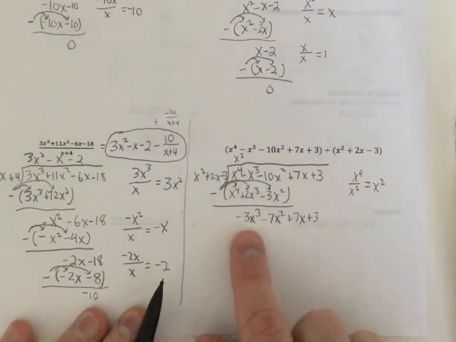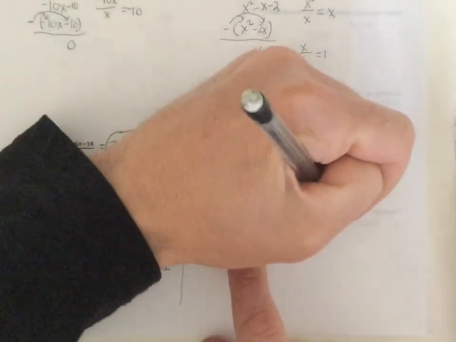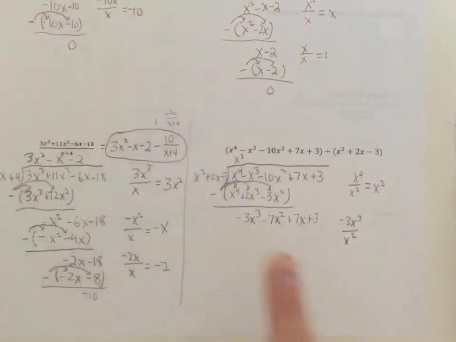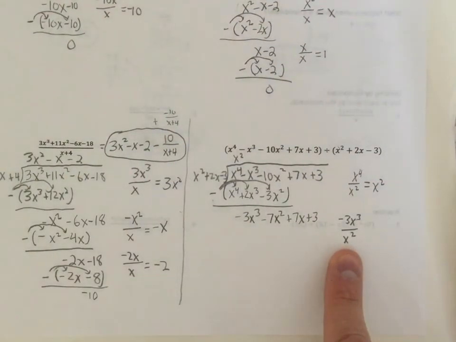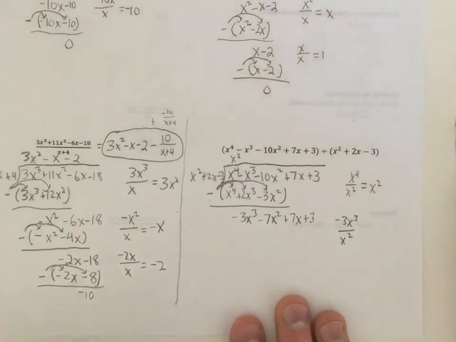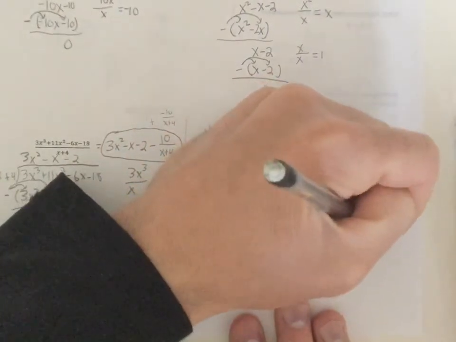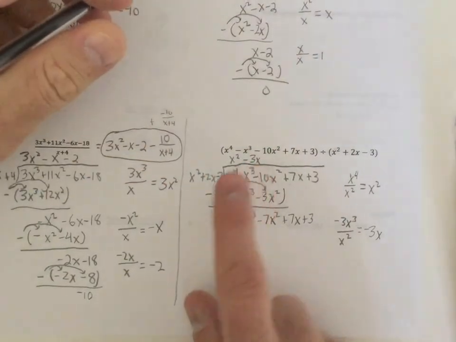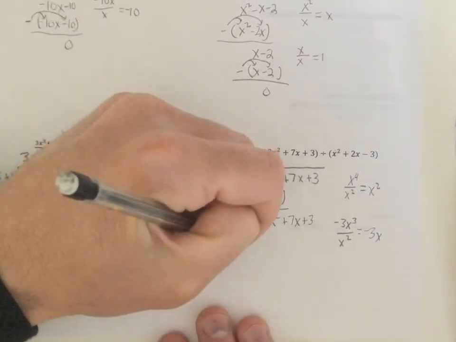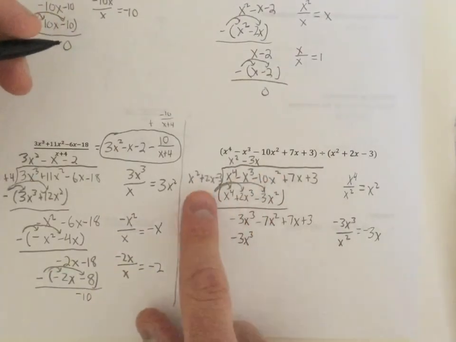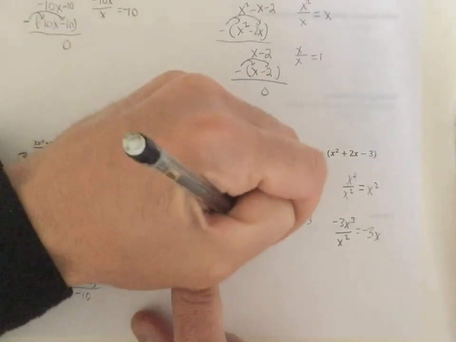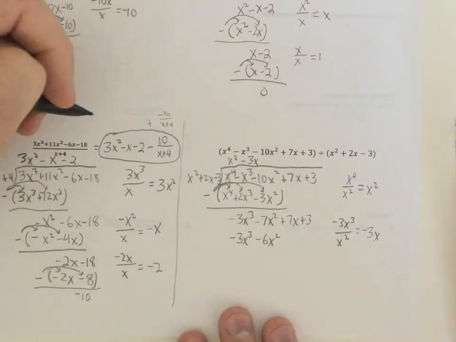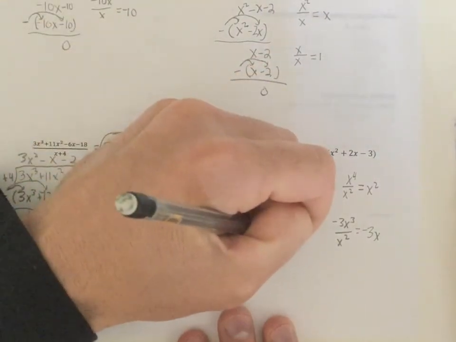So now my leading term is negative 3x to the third. And I'm dividing that by my leading term of my divisor, which again is always x squared for this problem. So when I do that division, I get negative 3x. So I put that up there. And now I multiply negative 3x times x squared. It's negative 3x to the third. Negative 3x times 2x is negative 6x squared. And negative 3x times negative 3 is plus 9x.